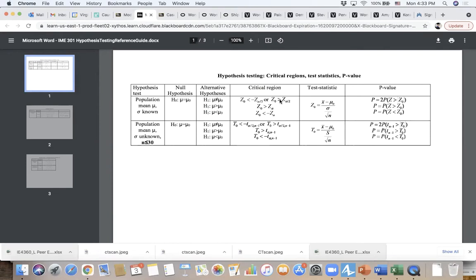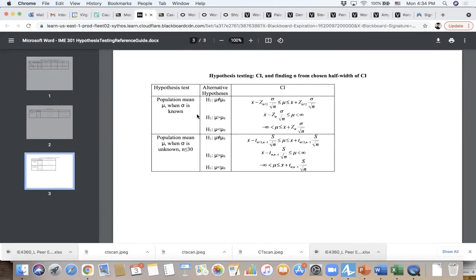Then I check my test statistic against minus z of alpha over 2 or z of alpha over 2 to find if I'm going to reject or fail to reject the null hypothesis. Remember, we never say we accept. We always reject or we fail to reject. That's my critical region. If I ask you what is the p-value, you use this formula to calculate it. And if I ask you to construct a confidence interval, it's first row, and this is the formula for the confidence interval.